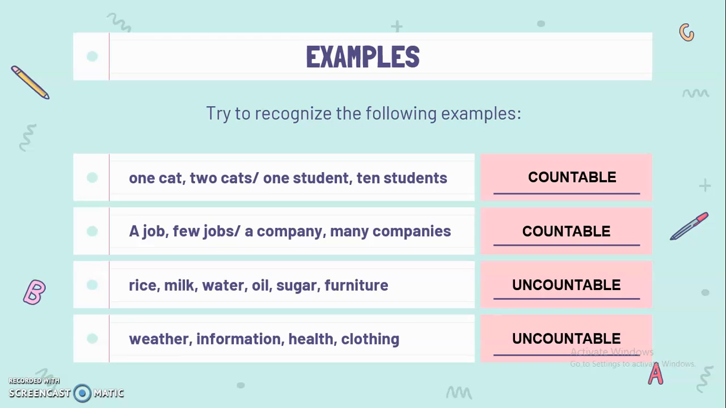However, these are uncountable, as you can see from the examples: rice, milk, water, oil, sugar, furniture, weather, information, house, clothing. So these are uncountable nouns that we can't use in plural form. They are always singular because they are uncountable.